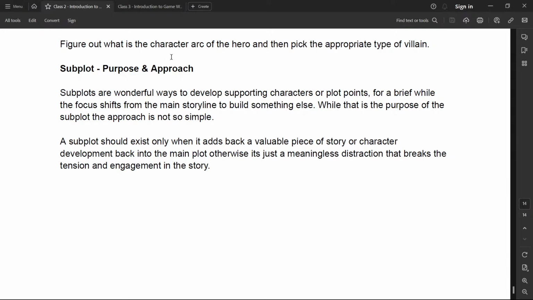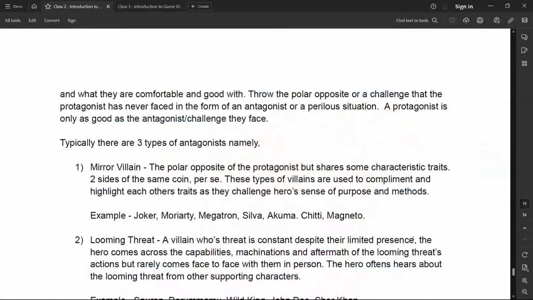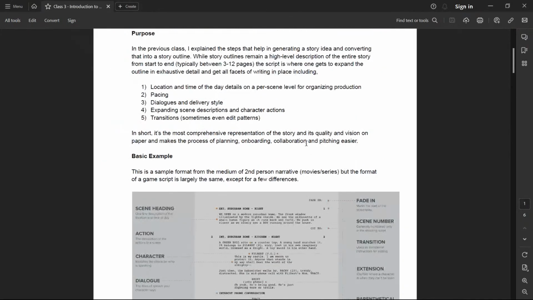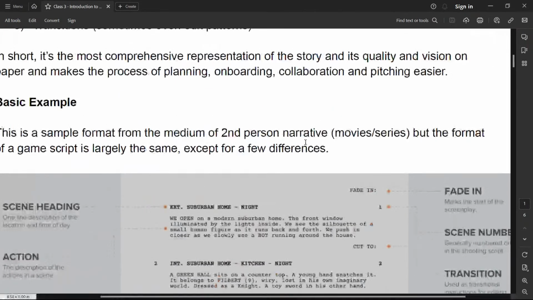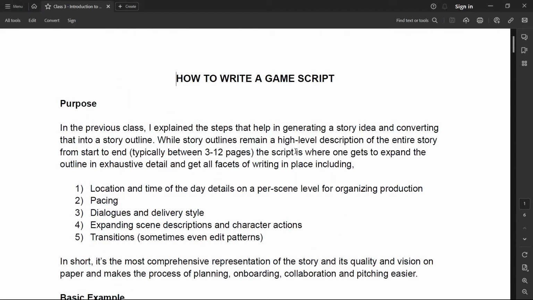So this is it for today's session. Since we have a little bit of extra time, let's cover a bit of the next session's parts as well, and then we shall take a break and continue in the next session. In the next session we're going to be discussing game scripts. So basically, what is the purpose of game scripts?